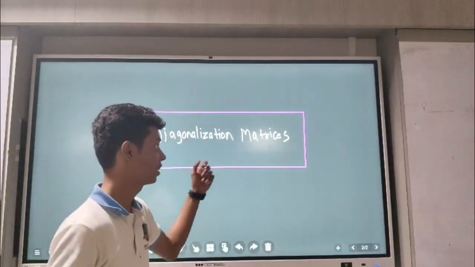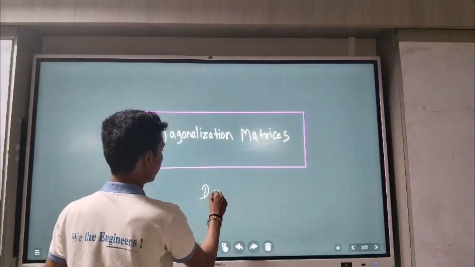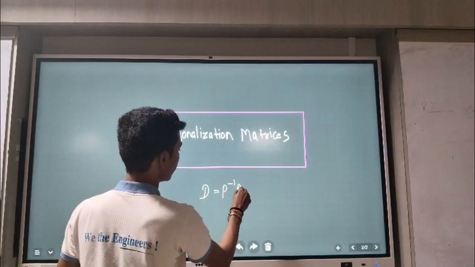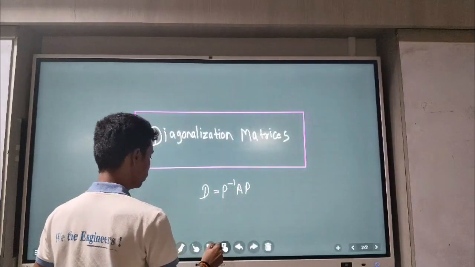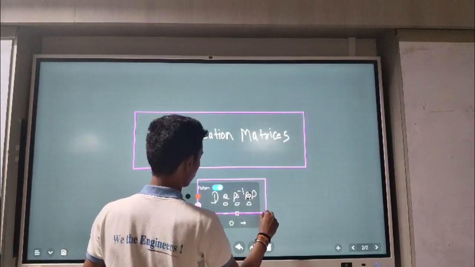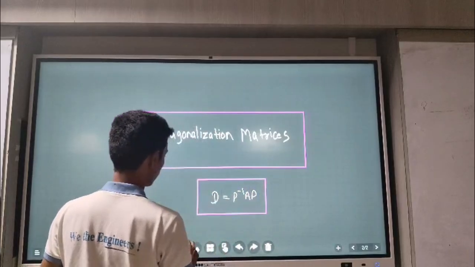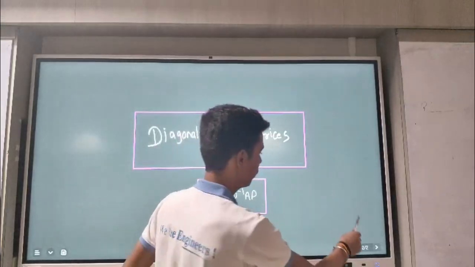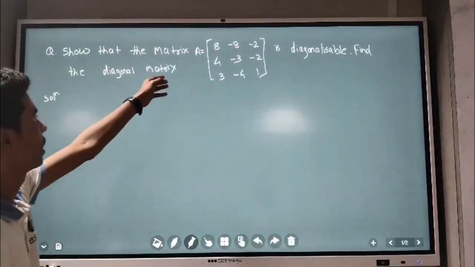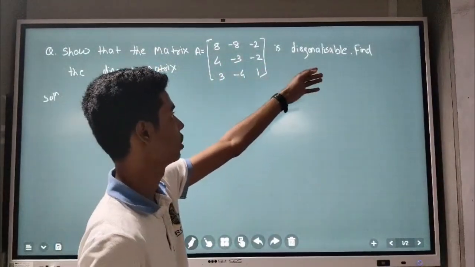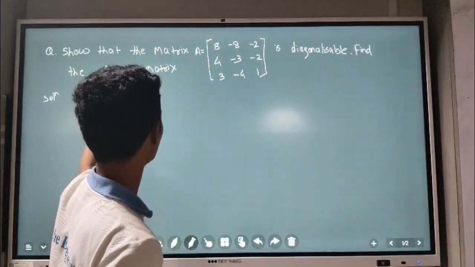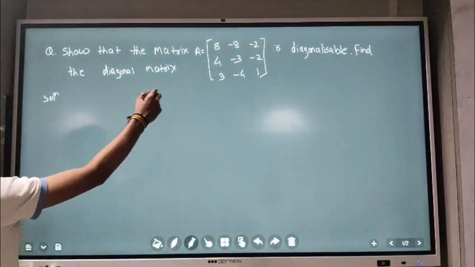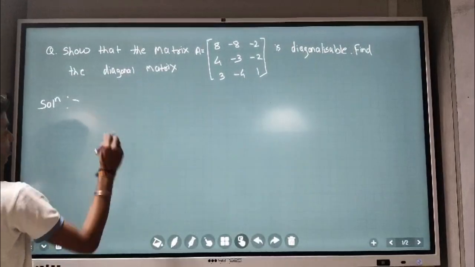The diagonalizing matrix is denoted by P, and we have a formula for this: P inverse A P. We need this formula for the given example. The example will show that a matrix A is diagonalizable, and we find the transforming matrix and the diagonal matrix. First of all, we see the matrix and a formula like the characteristic equation.